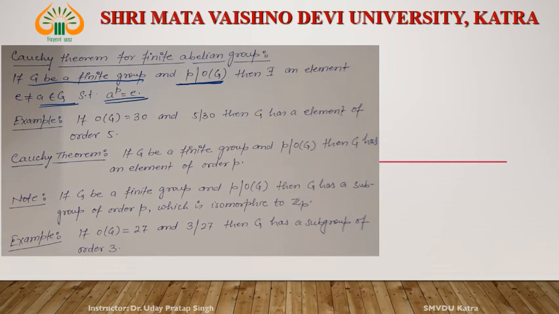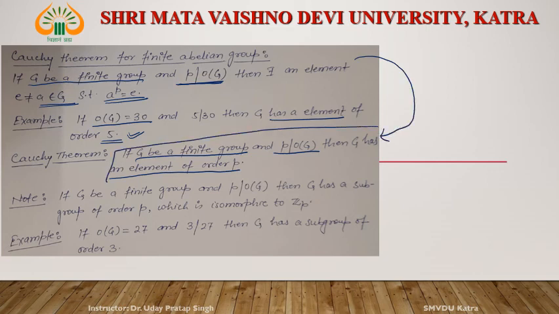For example, what is the order of G? This is 30. 5 divides 30? Yes. Then there exists at least one element in this G whose order is 5. It is sure. There exists one element A whose order is 5. This is the Cauchy theorem. Now see, Cauchy theorem states that if G is a finite group and P divides the order of G, then G has an element of order P. This and this, both statements are the same.